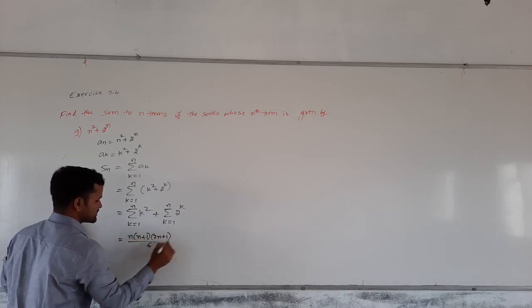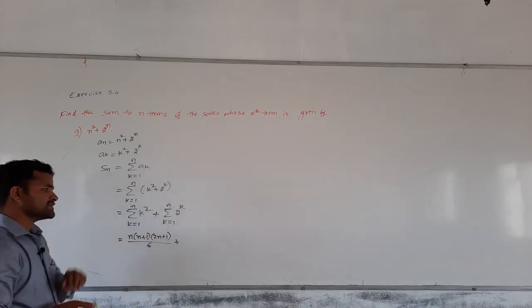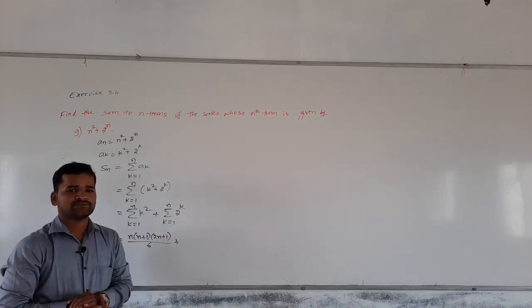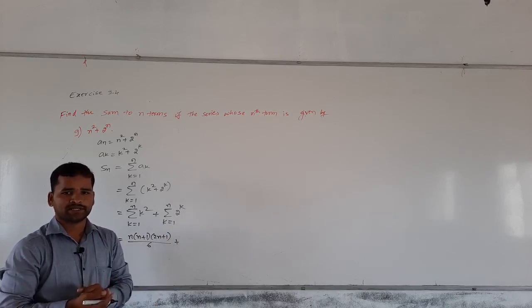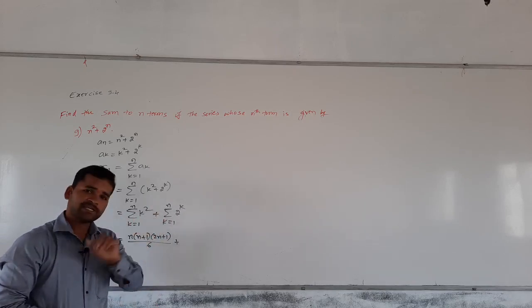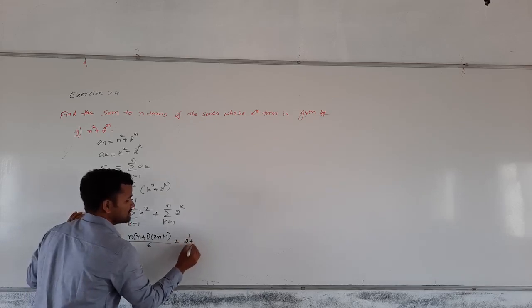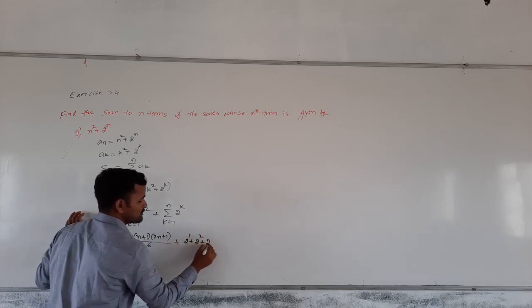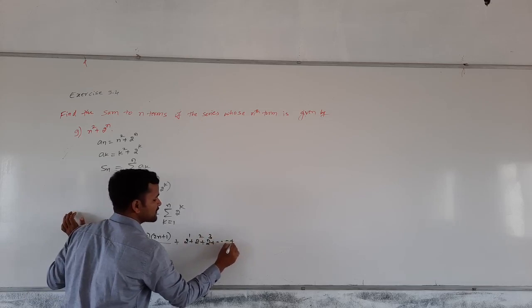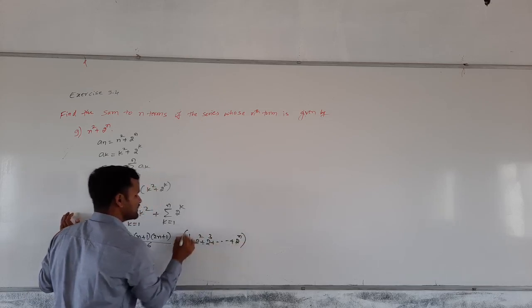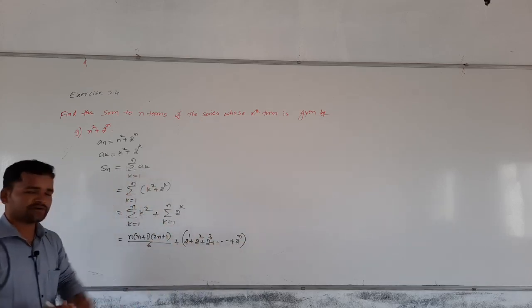That one we will put directly as n into (n plus 1) into (2n plus 1) whole divided by 6, plus what is the summation of 2 raised to k? We have not derived any formula for it, but what does it mean actually? It means 2 raised to 1 plus 2 raised to 2, 2 raised to 3, and so on up to 2 raised to n.